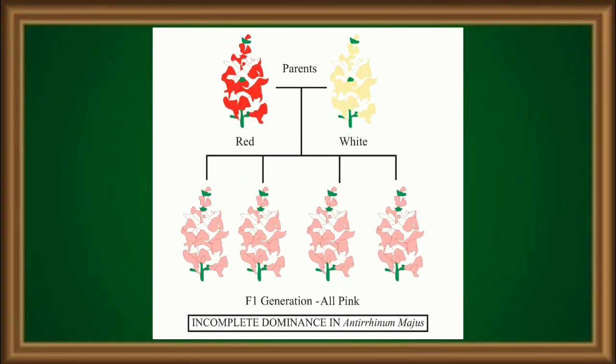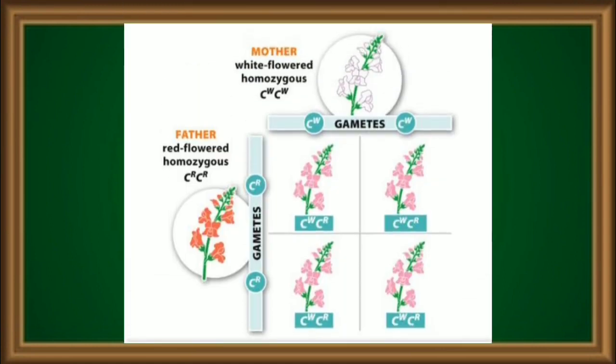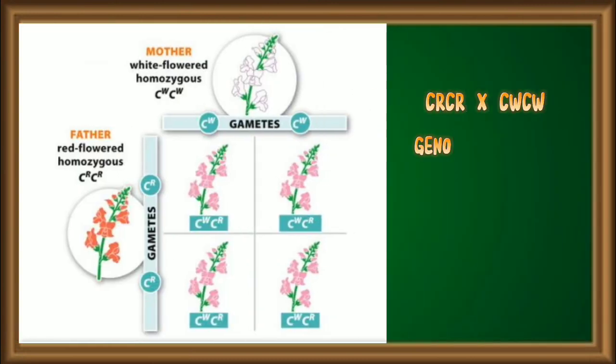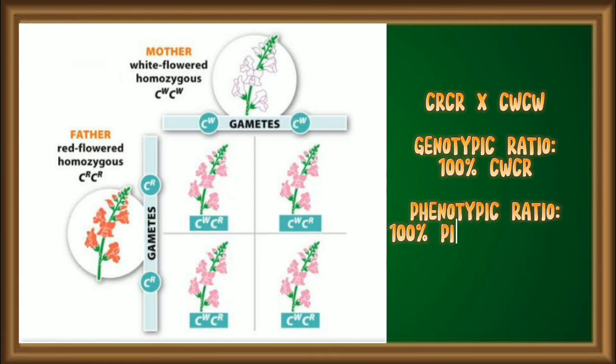Let us have an example. In the snapdragon, a cross between a homozygous parent with white flowers and a homozygous parent with red flowers will produce offspring with pink flowers. Now let me show you how it happened using the Punnett square. As you can see, if we cross the white snapdragon and red snapdragon flower, we get a genotypic ratio of 100% CW/CR. Thus, the phenotypic ratio of the offspring is 100% all pink snapdragon flowers.